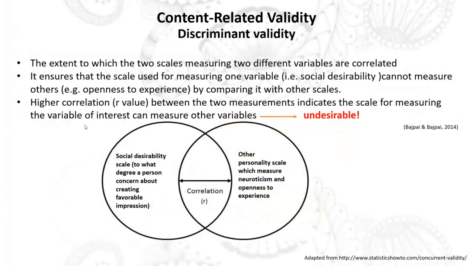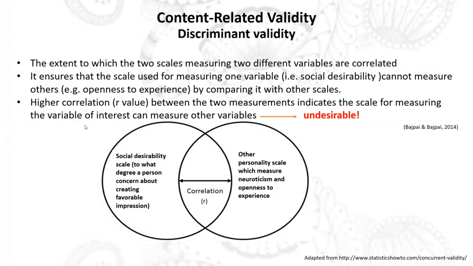Discriminant validity. The last validity test for construct validity. After I develop a scale, I want to know whether it is comparable to a gold standard. Simultaneously, I also want to know whether my new scale can differentiate from other unrelated variables. For example, stress again. I develop a stress scale. I do a convergent validity test. I know it is comparable to a gold standard. That's good, right? I can convince others to use my scale because it's comparable to the gold standard.